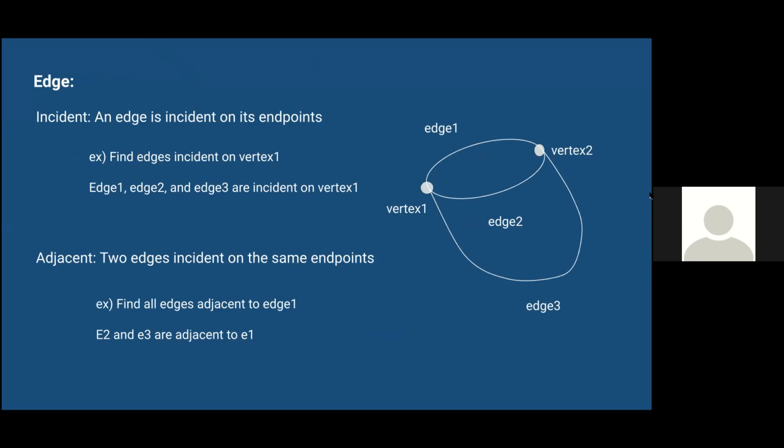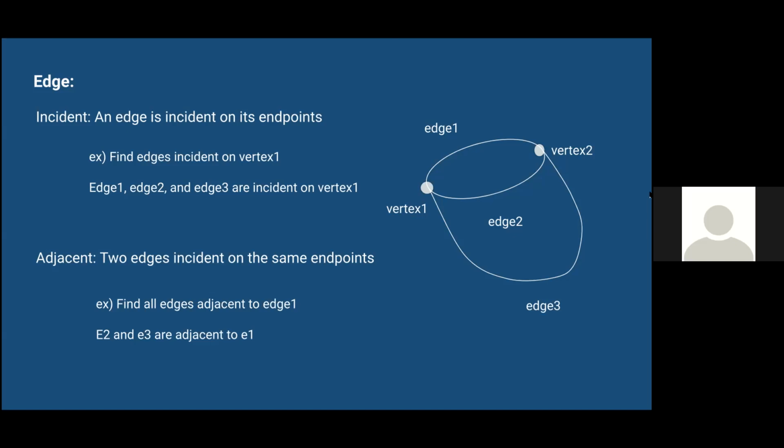The third term is incident. We say an edge is incident on its endpoints. For example, if a question is like, find all edges incident on vertex 1 in the graph on the right, the answer is H1, H2, and H3 are incident on vertex 1.